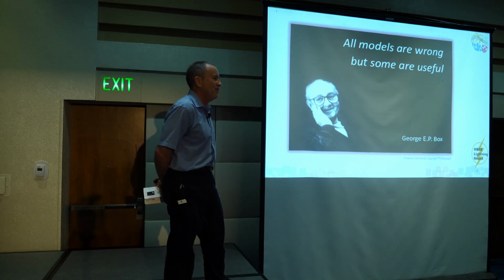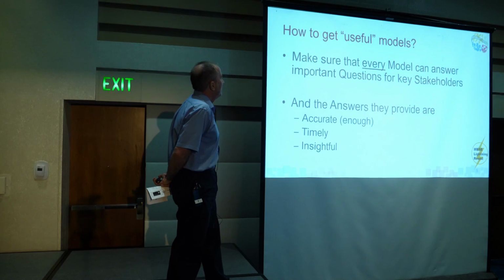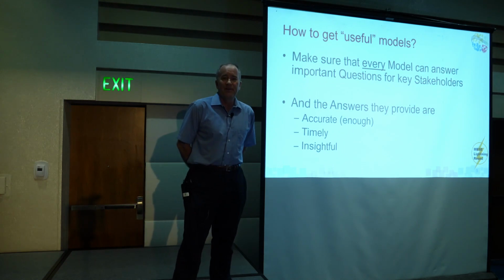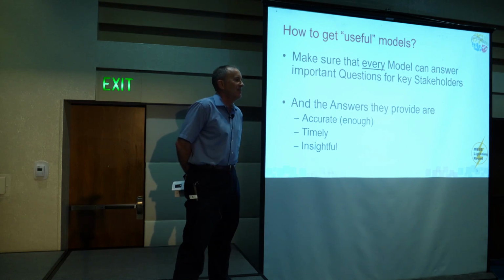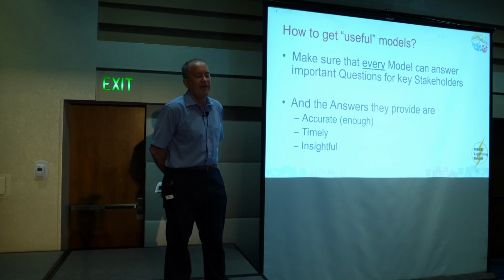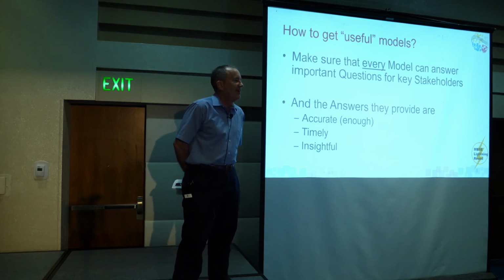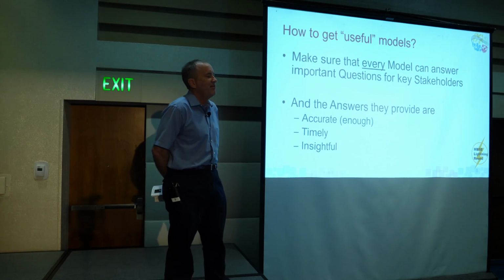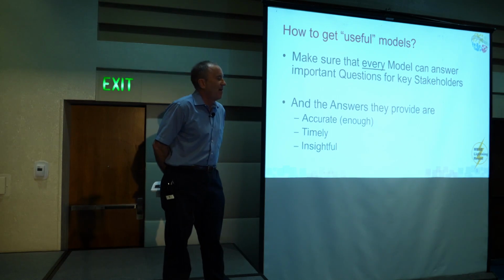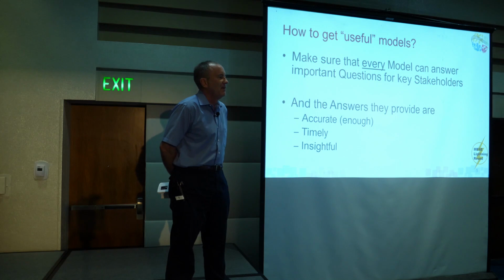But what does it mean to have a useful model? Well, one thing you can do is make sure every model can answer important questions for the key stakeholders. But what are those questions? You could open up the Systems Engineering Handbook and there are a lot of implied questions in every step, but those are systems engineering questions. You want to make your models useful for all the disciplines and all the stakeholders.